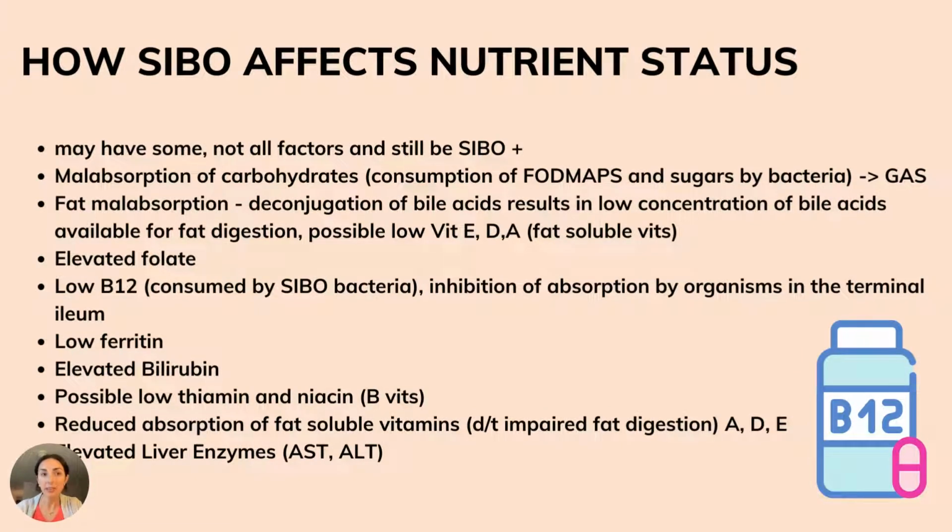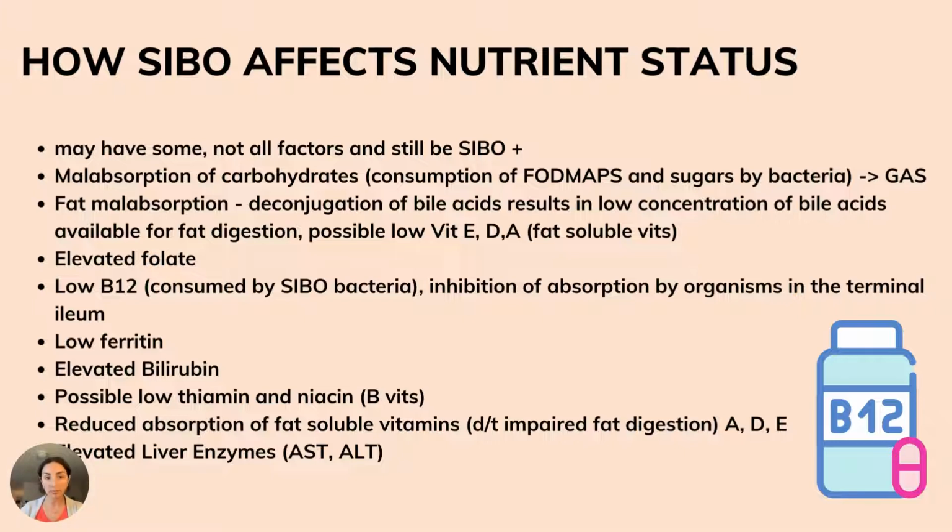And so, how does SIBO affect our nutrition and our nutrient status and our lab work? So, these are some signs I see often. You can't really diagnose with this, but it can help you put the pieces of the puzzle together that show that SIBO is present. So, we have low B12, it's actually consumed by the bacteria in your small intestine. And then it's inhibited to be absorbed by those organisms that are in the terminal ileum, which is the lowest part of your small intestine.